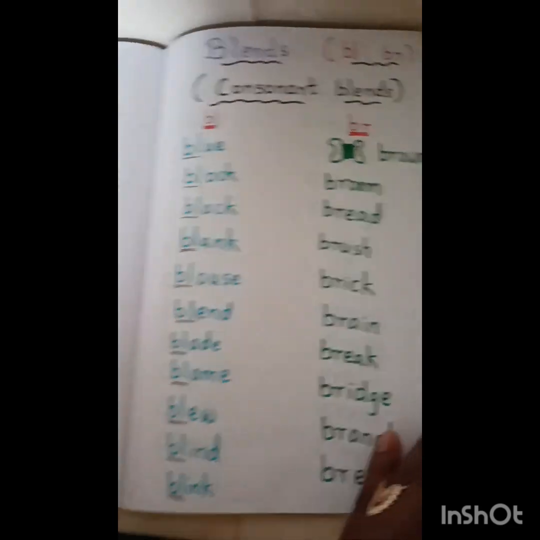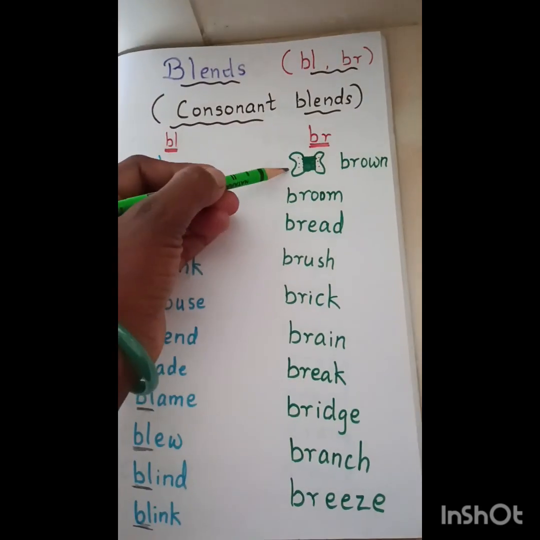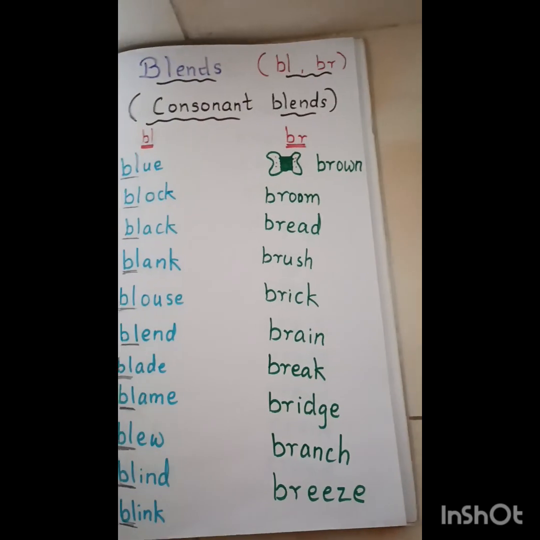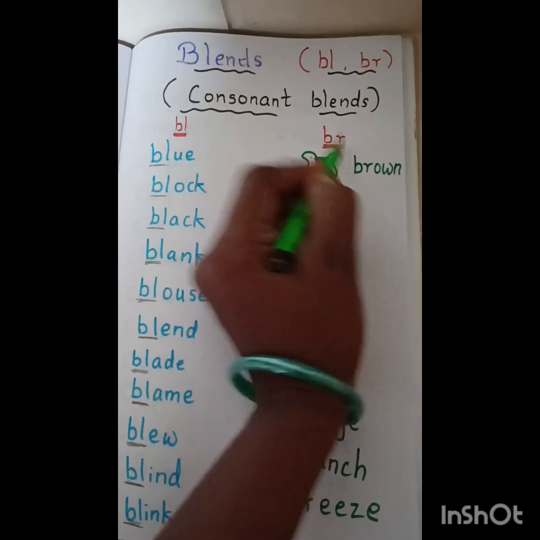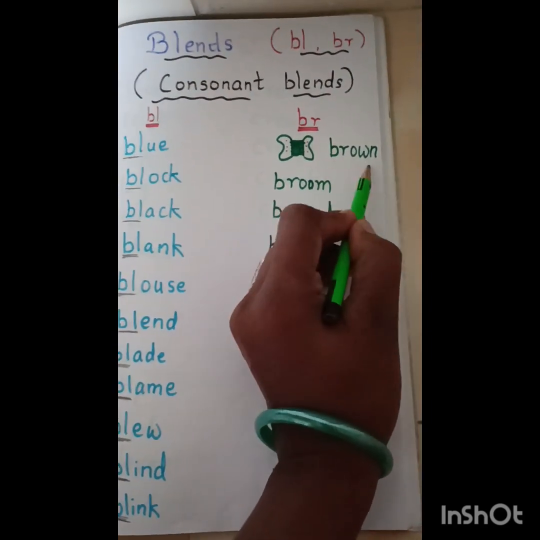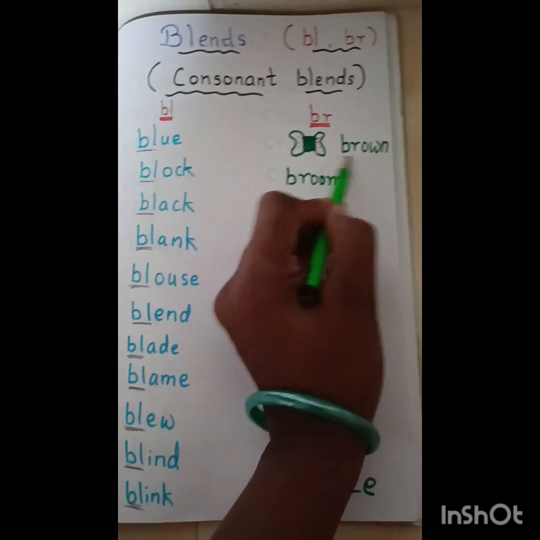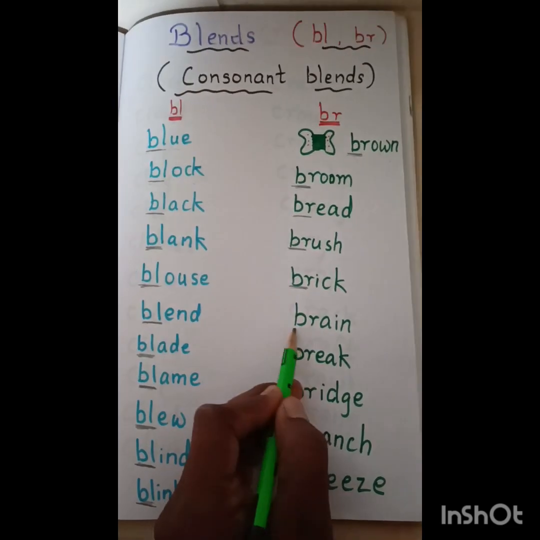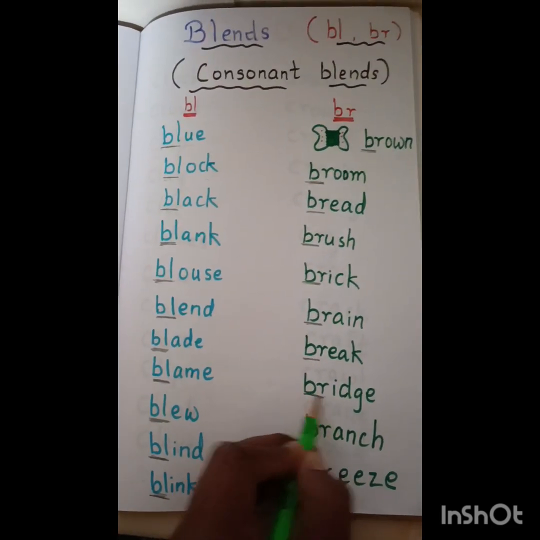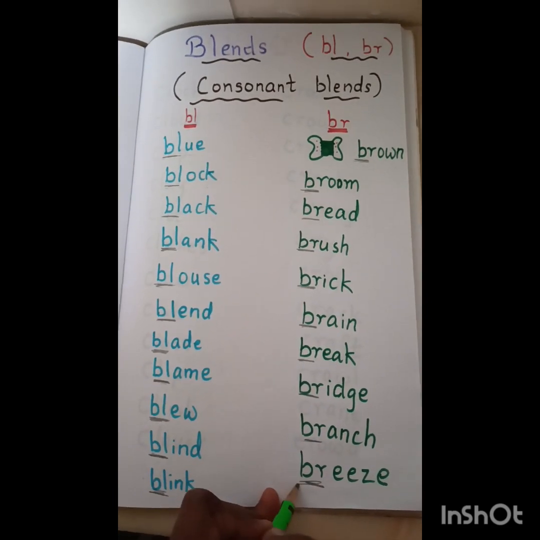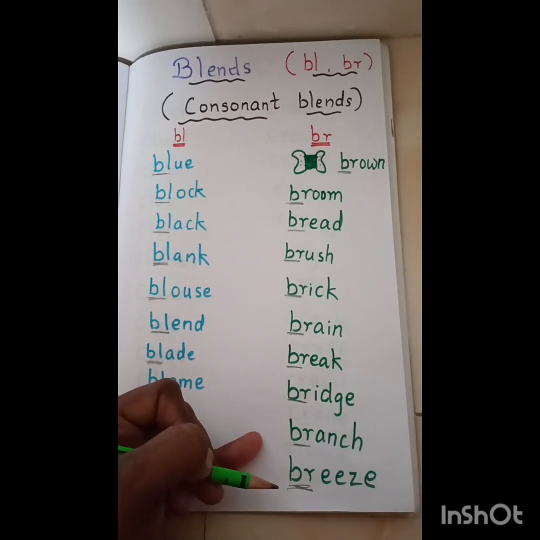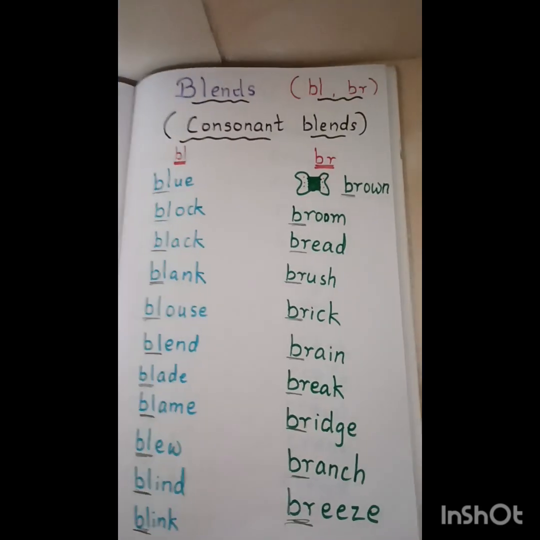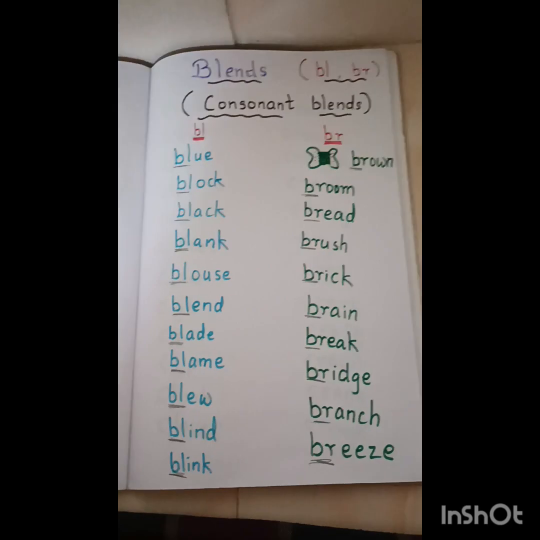Now next, br. Here you can see while writing I made some mistakes, so I made a small drawing so it looks better. So br. B and R makes br. Brown. Broom. Bread. Brush. Brick. Brain. Break. Bridge. Branch. Breeze. Here also all the words are beginning with the blend B and R. Okay, so these are the blends BL and BR.